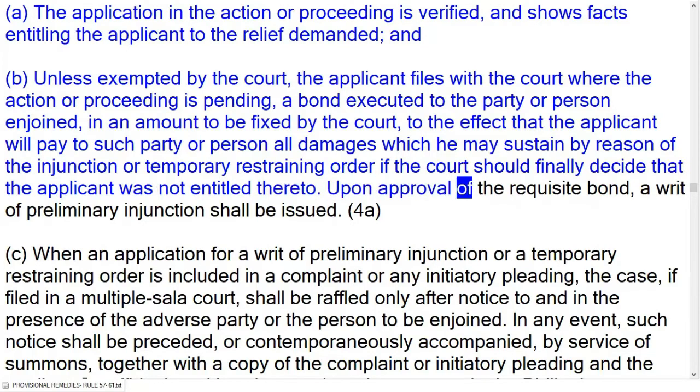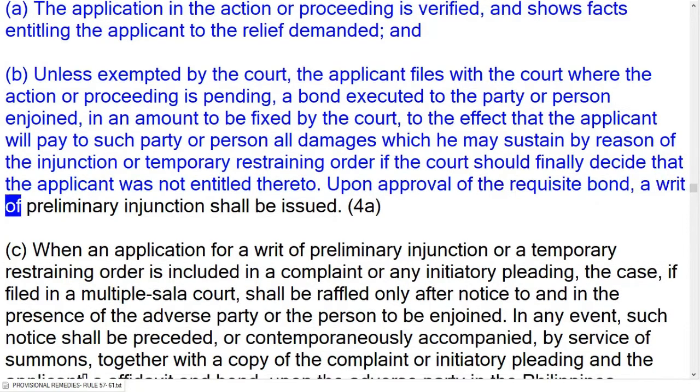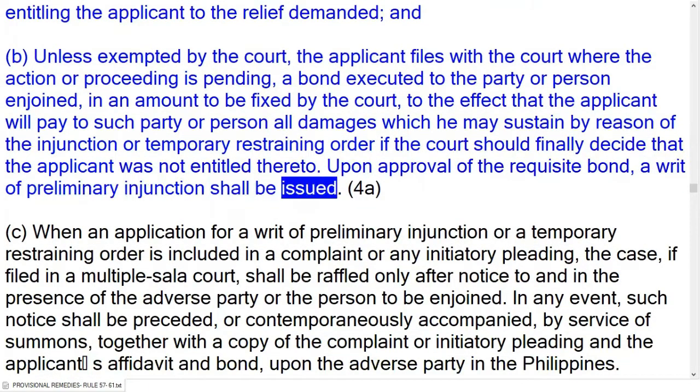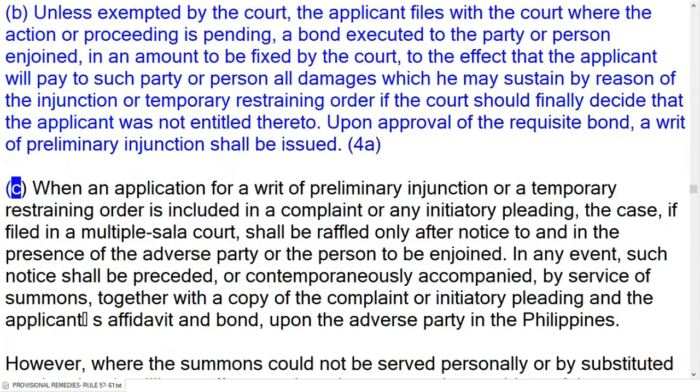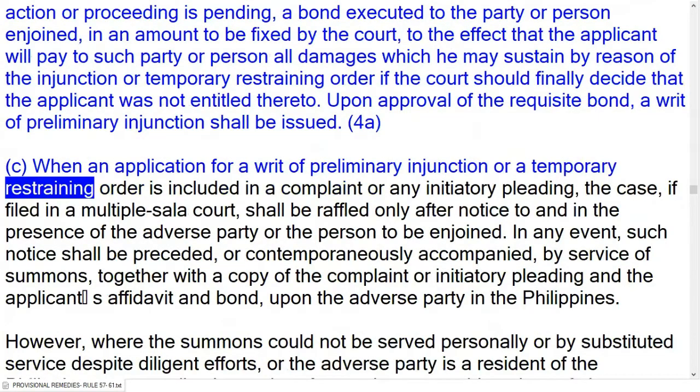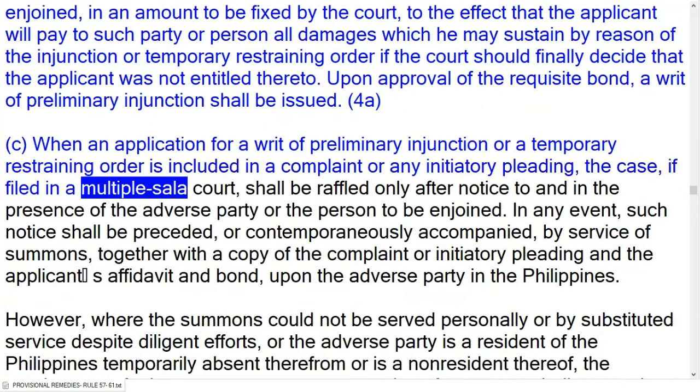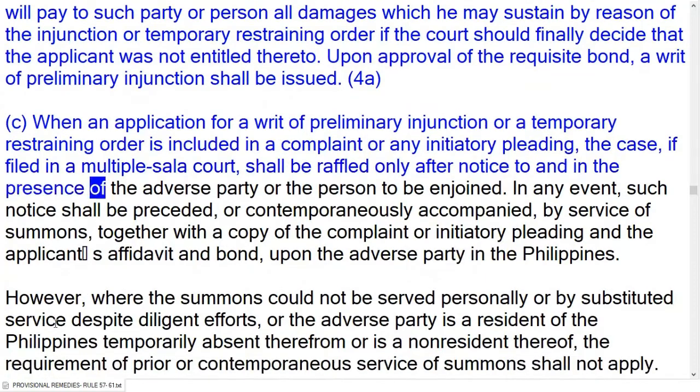Upon approval of the requisite bond, a writ of preliminary injunction shall be issued. 4a. C. When an application for a writ of preliminary injunction or a temporary restraining order is included in a complaint or any initiatory pleading, the case, if filed in a multiple sala court, shall be raffled only after notice to and in the presence of the adverse party or the person to be enjoined.